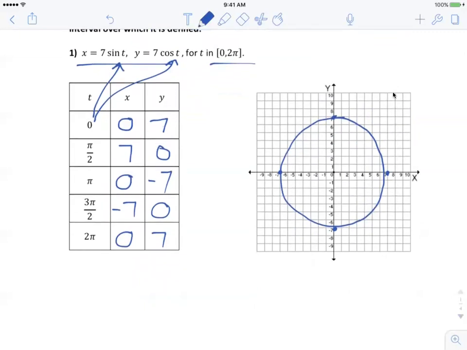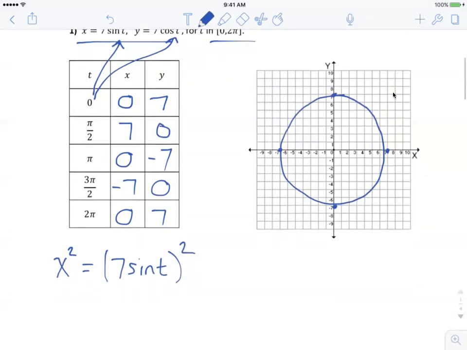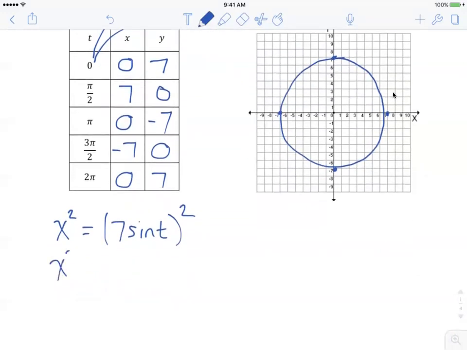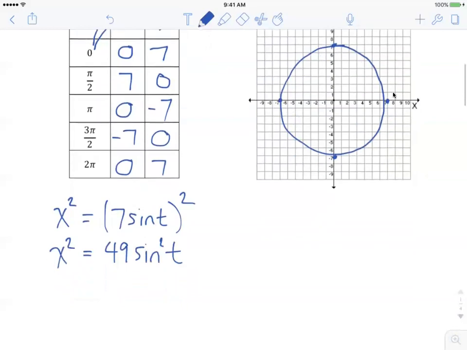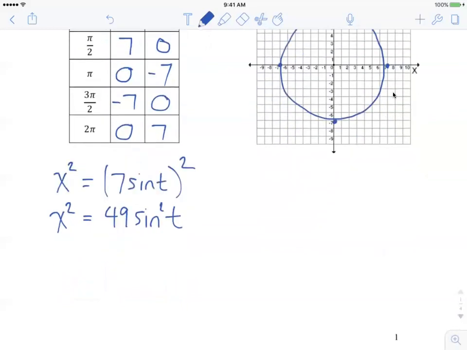A way to do that is use some identities and equations that we've used in the past. The trick I'm going to use on this one is I'm going to take that first equation and square both sides. So I'm going to square the x and then square the entire 7 sine t. Then I'm going to distribute that square. So 7 squared is 49 sine squared t. And then I'm going to solve for the sine. So then I'm just going to write this as x squared over 49 equals sine squared t.